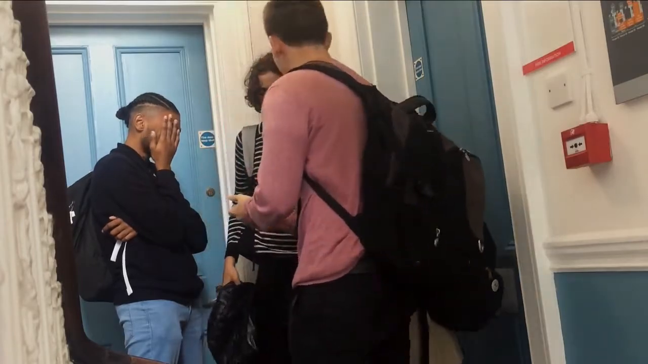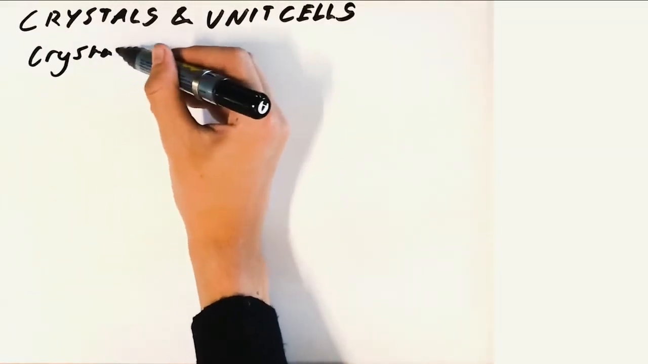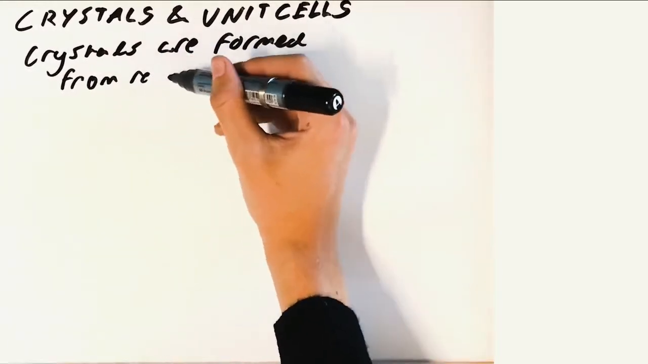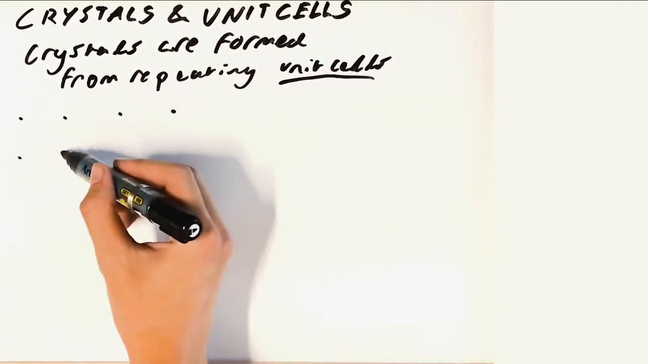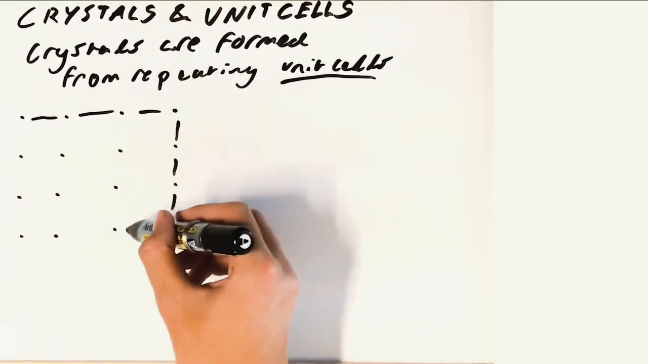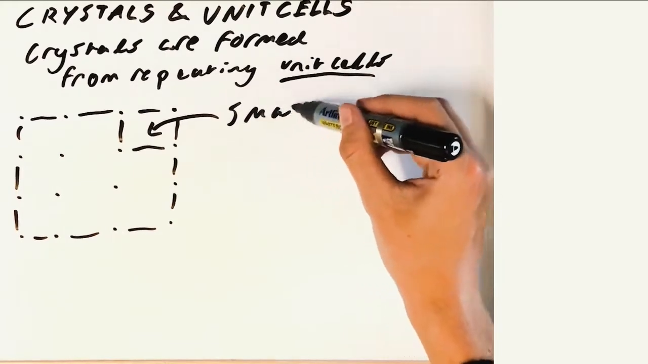Guys, I found this video explaining it. So, what is a unit cell? Crystals are formed from a repeating structure we call the unit cell. We can visualize this by drawing a grid of atoms. There is a clear pattern, and the unit cell is the smallest repeating unit in that structure.